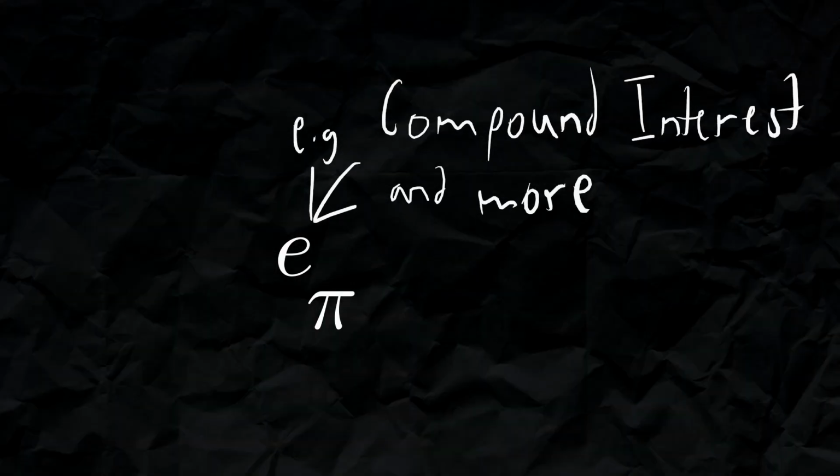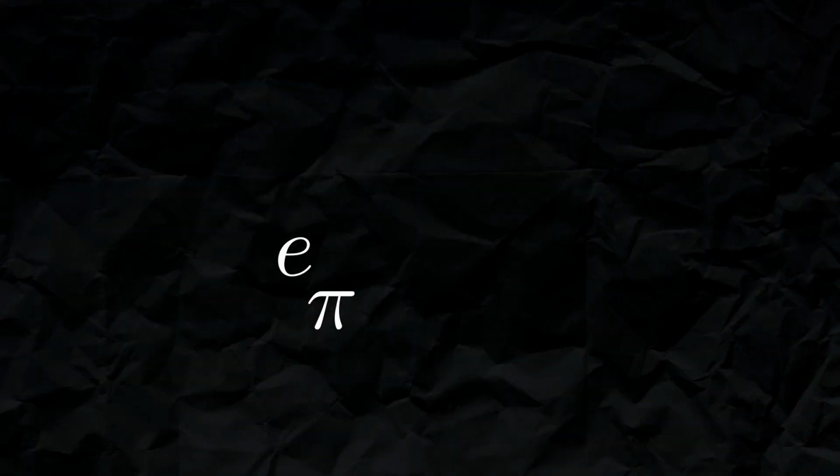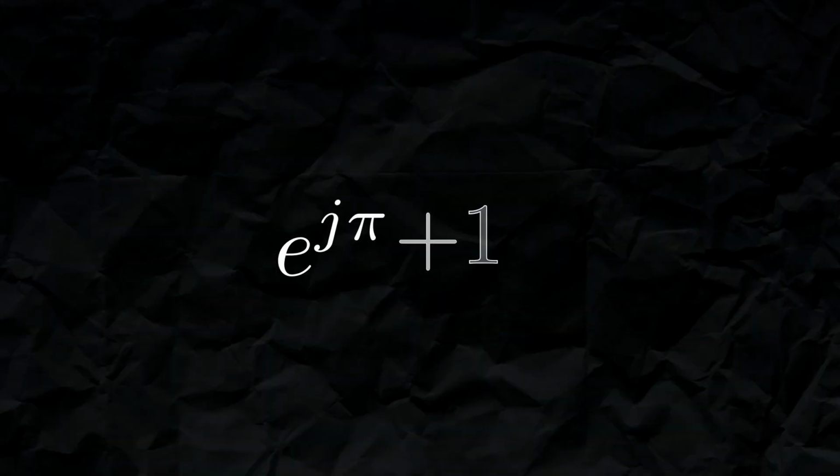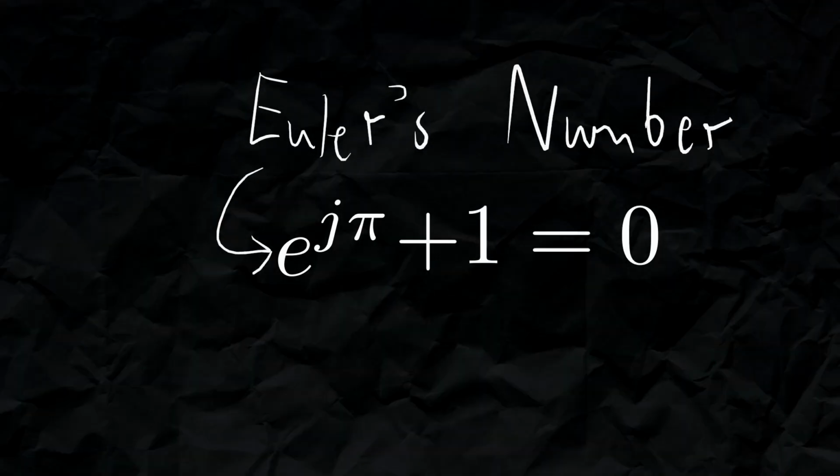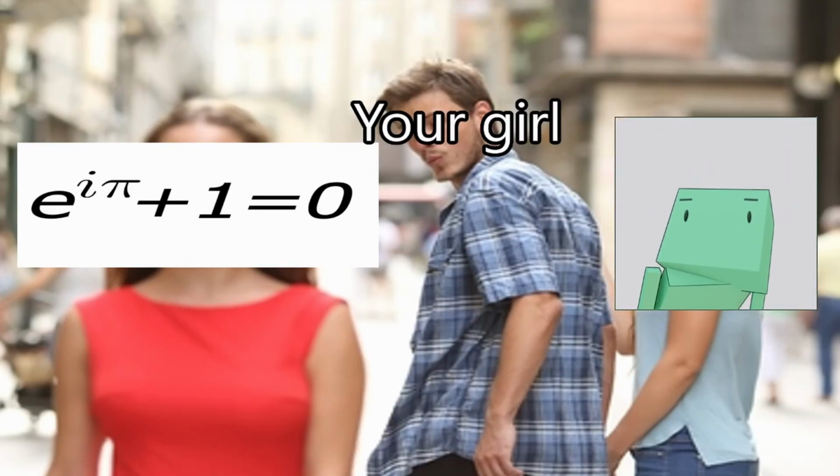This e is actually used in a lot of things, but for today we're going to look at a cool aspect of this number. What's cool about e, apart from its derivatives, is if we were to put e to the power of j pi and add 1, we'd get 0. This is called Euler's identity. This e is actually called Euler's number. This equation is supposed to be one of the most beautiful in all of mathematics.